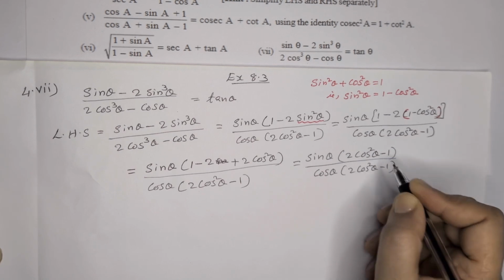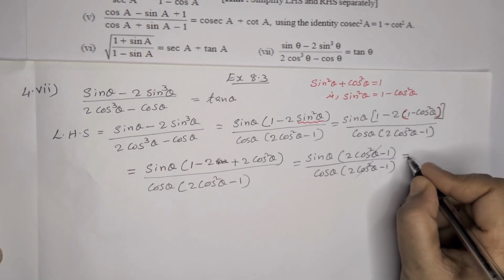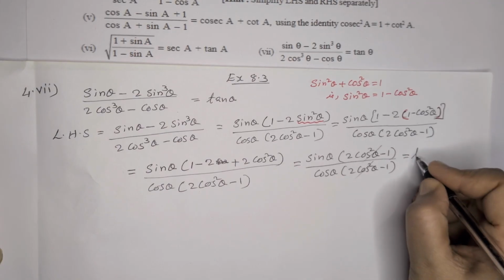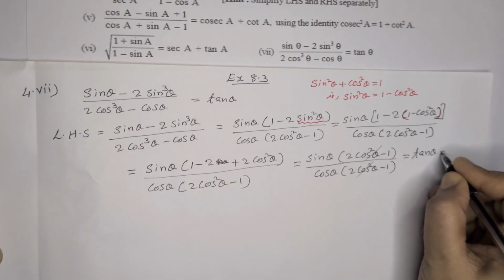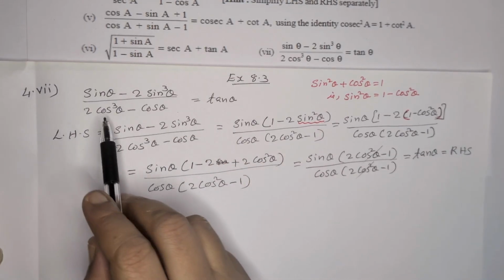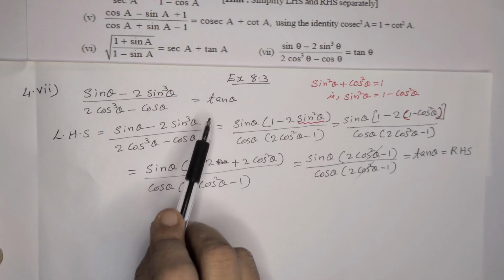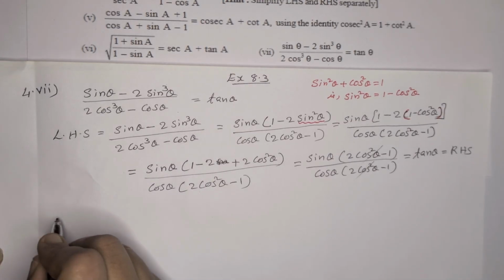Now we can cancel from the numerator and denominator this term, then remaining sin theta by cos theta, that means tan theta, which is equal to RHS. So we can write (sin theta minus 2 sin cube theta) by (2 cos cube theta minus cos theta) is equal to tan theta, hence proved.